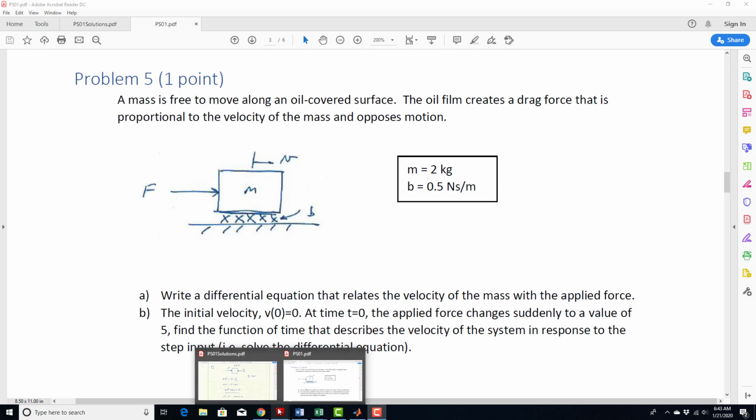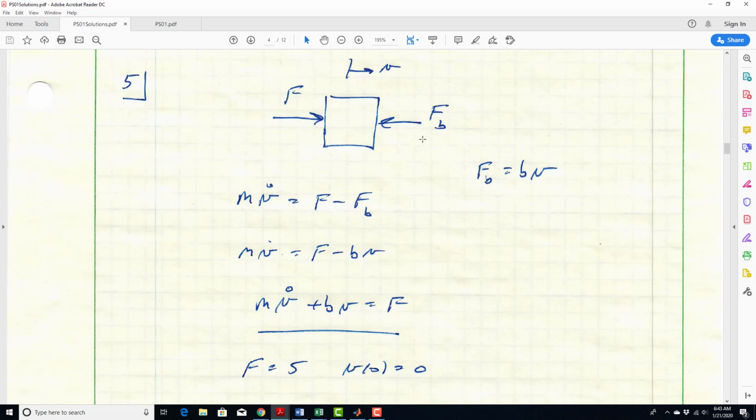So let's go over to my solution here. I write the free body diagram, very simple. There's our applied force. Here's the resisting damping force. Newton's law says m times the derivative of the velocity is equal to F minus F sub b. That resisting force F sub b is b times velocity, right? b was given as the coefficient of damping. So the differential equation is very simple: m v dot plus b v equals F. So first order, non-homogeneous because it's got a forcing function.